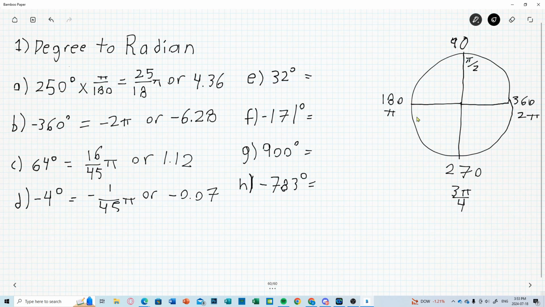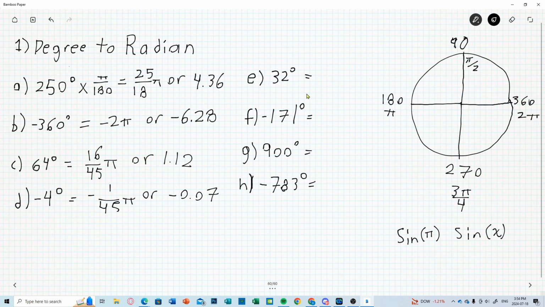So this is going to be a lot more popular when you're working with sine and trigonometry, because when you're talking in sine form, you'll say sine of pi to get a number, or sine of something to get a number. Instead of sine of a degree, we say sine of a radian.